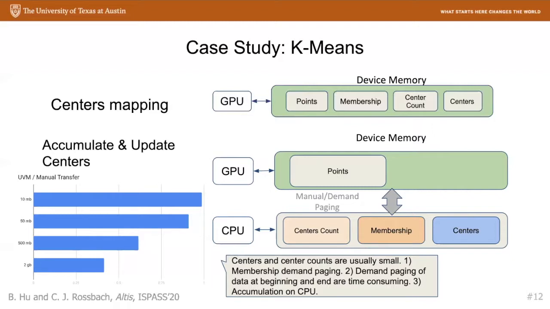Third, accumulation happens on the CPU, which performs accumulation in a serialized region. The more points we have, the more operations are required for accumulation. It's worth mentioning the number of centroids is usually not too large, to avoid creating artificial boundaries within the real data set. Therefore, the demand paging cost for moving centroids information is relatively low.